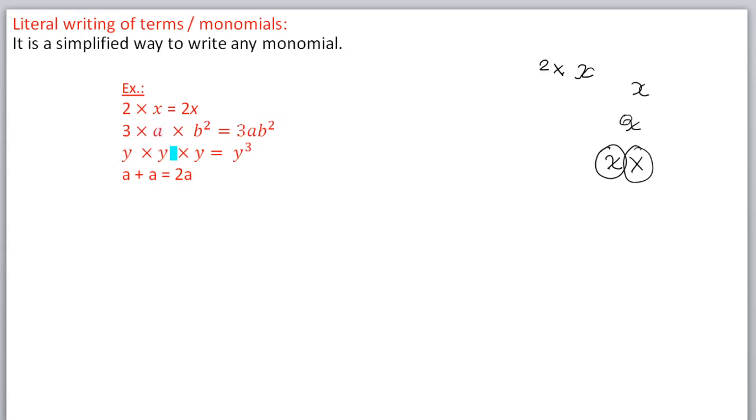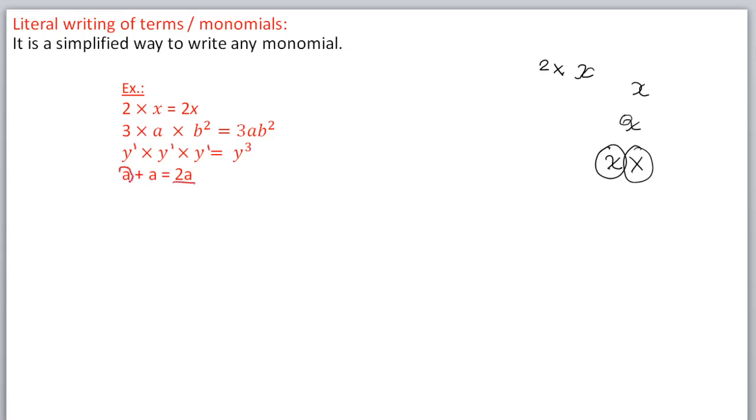Just y times y times y is y cubed. A plus a is equal to 2a. Okay, these are called the like terms. A plus a, like terms. Here we are adding. But anyway, if you multiply, you should stick all together. Y times y times y, never write y y y. You should write y cubed, since the exponent of y here is 1, and here it's 1, and here it's 1, so we add, so it will be 1 plus 1 plus 1 is 3. So a plus a equal 2a here.